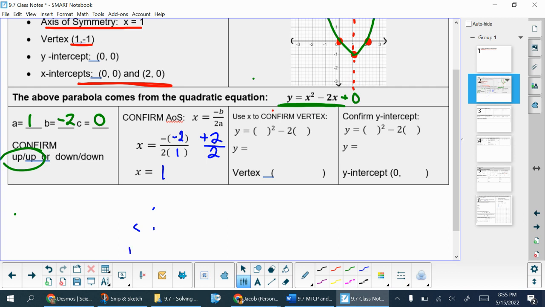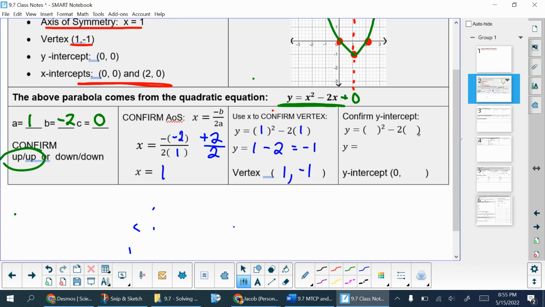To confirm our vertex, we'll go ahead and plug in the axis of symmetry as our x value in our equation and simplify it. So 1 squared is 1. 2 times 1 is 2, so -2. And that is -1. So our vertex is indeed at 1, -1.